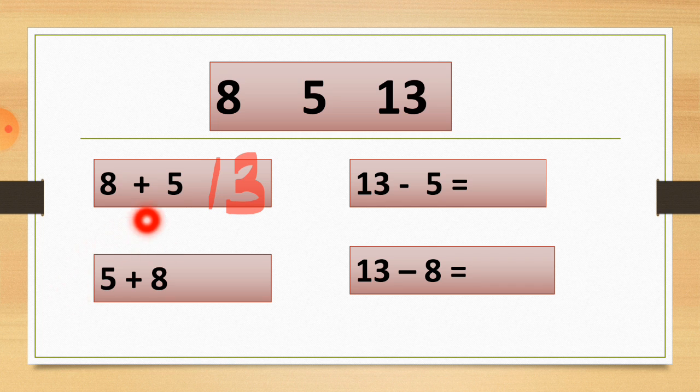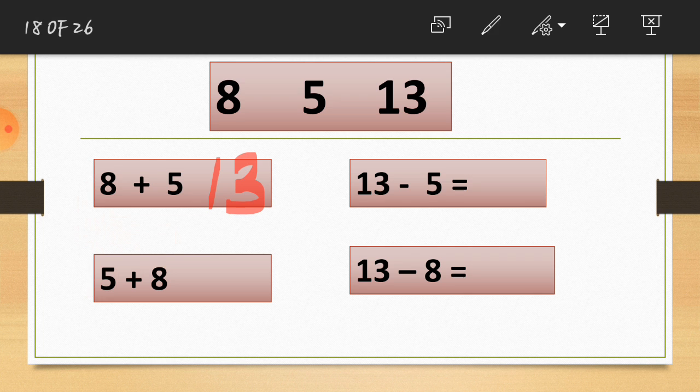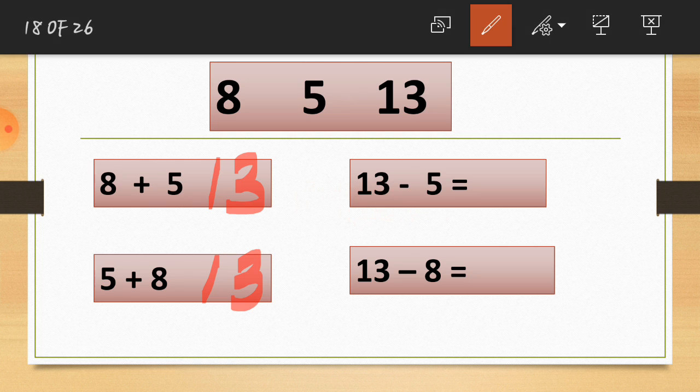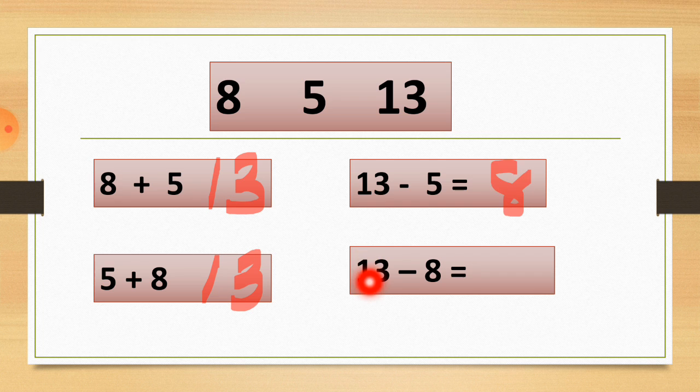Now I just swap the numbers as I did before. I take 5 first and then 8 as the second number. So 5 plus 8 is also equal to 13, students. You can count in your book how much 8 plus 5 is. So let's move to the subtraction. Here you can see I write 13, which is our answer. So 13 minus 5. You have to cut 5 from 13. So which number will you get as an answer? 8. And then in the last one, here is 13 and I take 8.